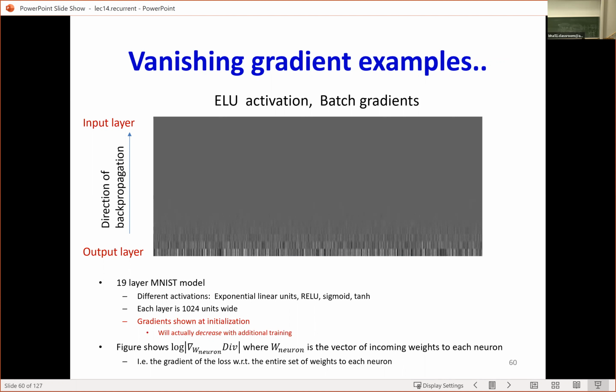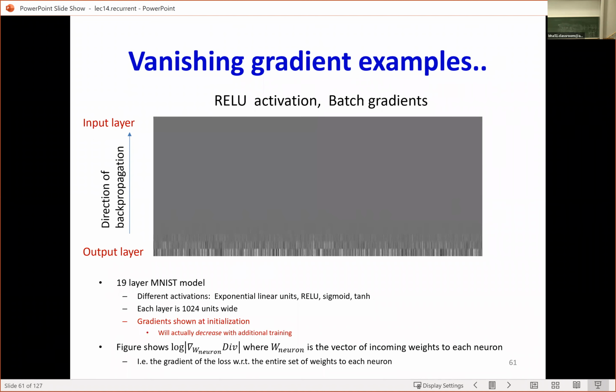If you don't believe me, here are some examples. This is a 19-layer MNIST model. The output layer is at the bottom, the input is at the top. This is at the very initial iteration, when you expect all derivatives to be the largest because you haven't performed gradient descent yet. The shade shows you the value of the derivatives for the sigmoid activations and for ELU activations, and you can see what happens across the batch. At the very output layer, you have reasonable derivatives. As you go back through the layers, by the 5th layer, all the derivatives are basically gone, right?